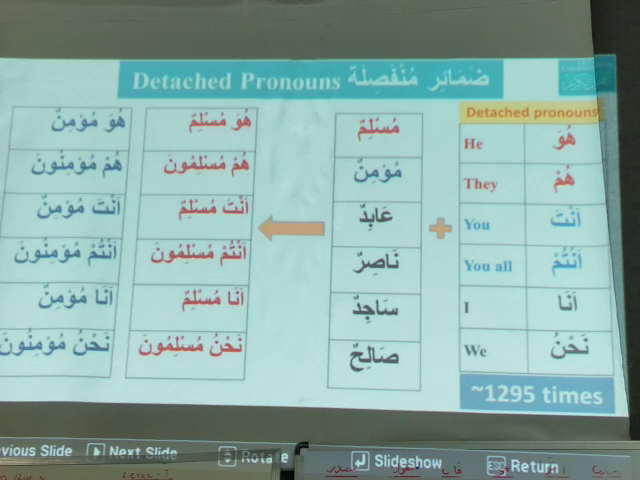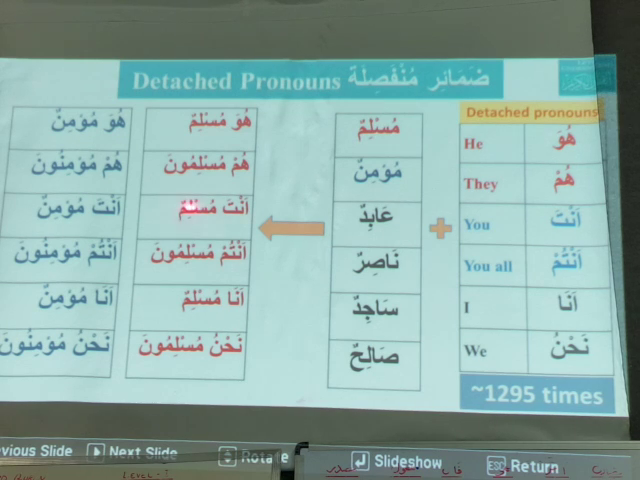So, for example, this is a column that has all the pronouns with Muslim. Huwa Muslim, he is a Muslim. Hum Muslimun, they are Muslims. Anta Muslim, you are a Muslim. Antum Muslimun, you are all Muslims. Ana Muslim, I am a Muslim. Nahnu Muslimun, we are Muslims.